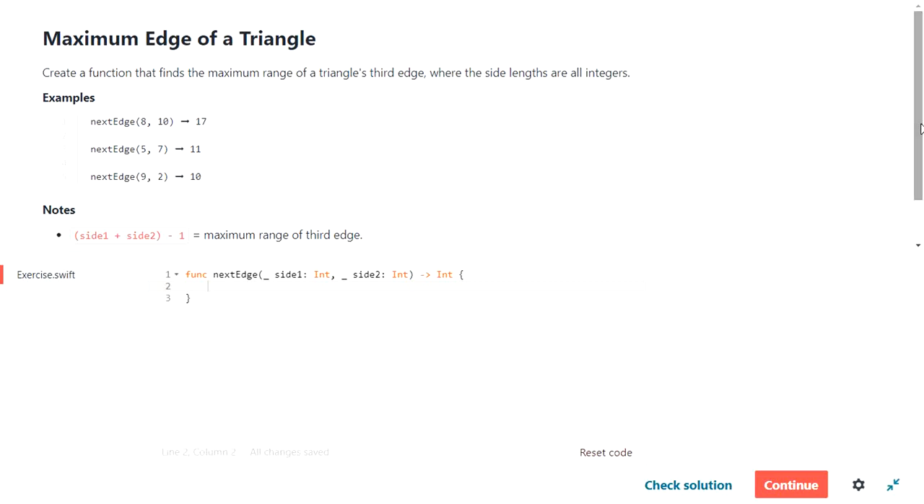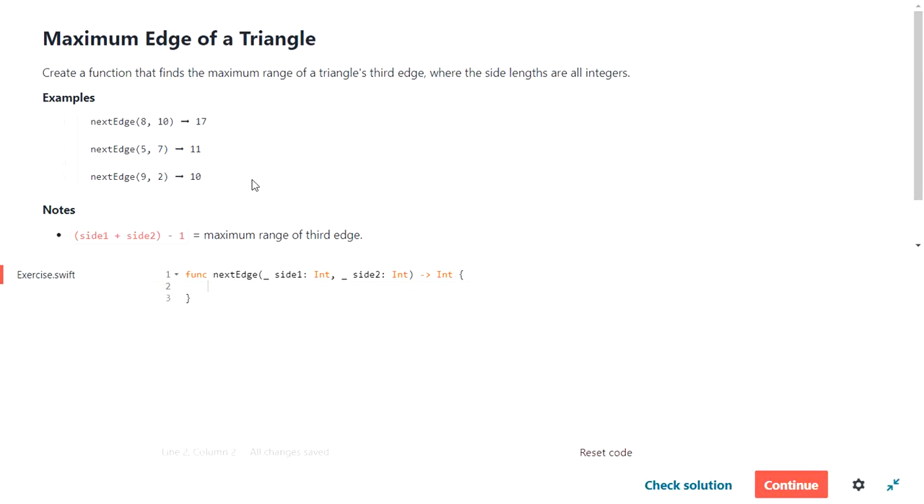Hello and welcome to your next challenge, maximum edge of a triangle. So you will be given two integer type arguments, side 1 and side 2 of the triangle, and you have to find out the maximum range of the triangle's third edge.